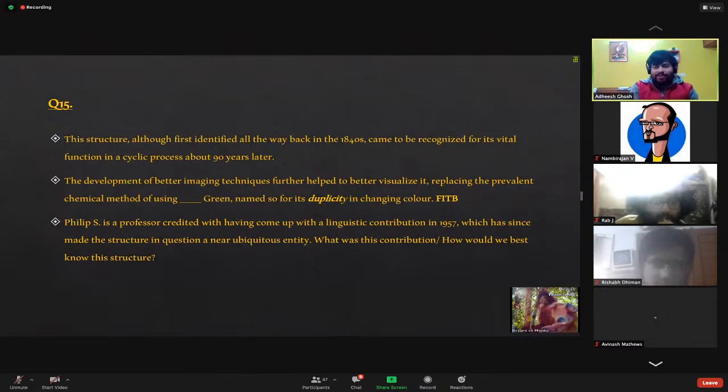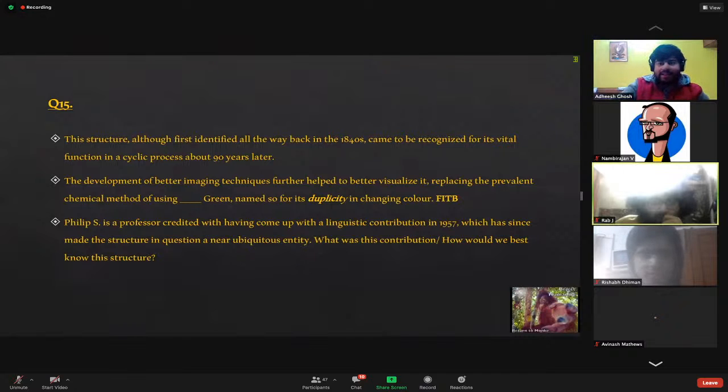In common parlance, this contribution is how most of us became familiar with this structure, and even now, if you look at online internet culture, you know this by this. Is only FITB enough? Yeah. So for the first part, FITB is enough.